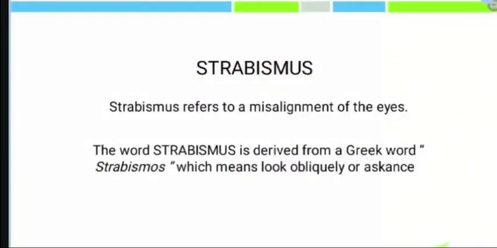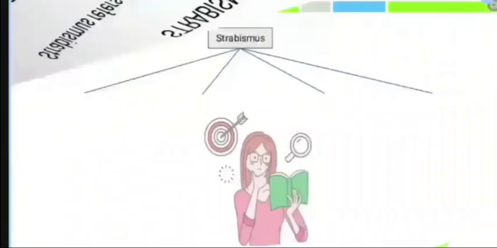So, what is strabismus? Strabismus, we can simply put into the term like it is a misalignment of the eyes, or else one eye is deviated from the primary position or the visual axis. The word strabismus is derived from a Greek word, strabismos, and it has a meaning to it.